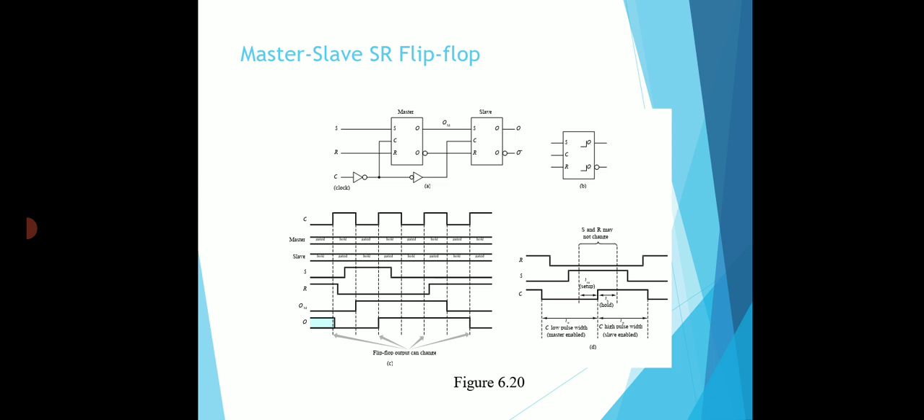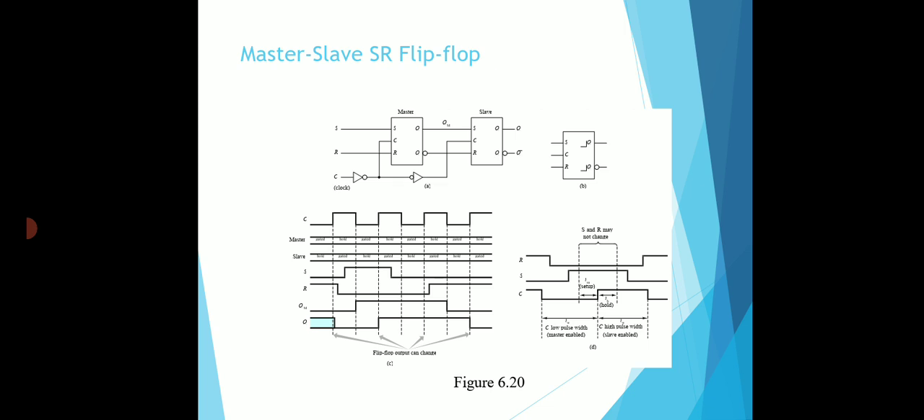So in that way, you can see the inverted clock pulse is given to the slave flip flop. Also, whenever the CP value is equal to 0, the master flip flop is active, and if it is 1, the slave flip flop is active. So mainly the slave flip flop is 0 and the master flip flop is 1. So you can see here the timing diagram.